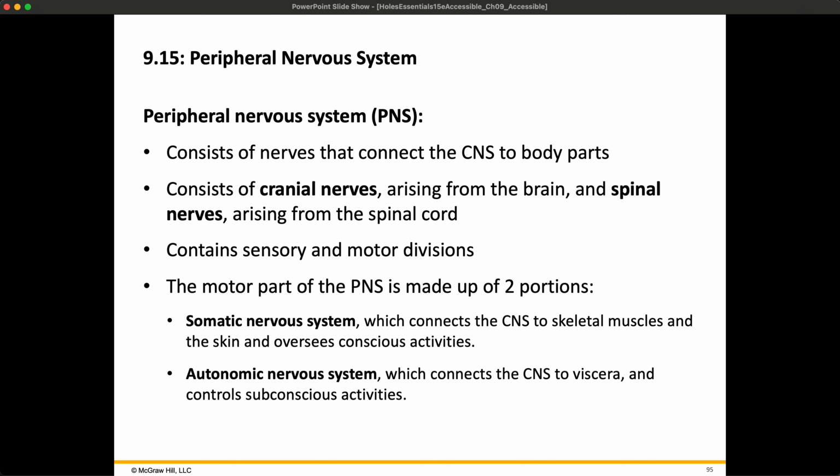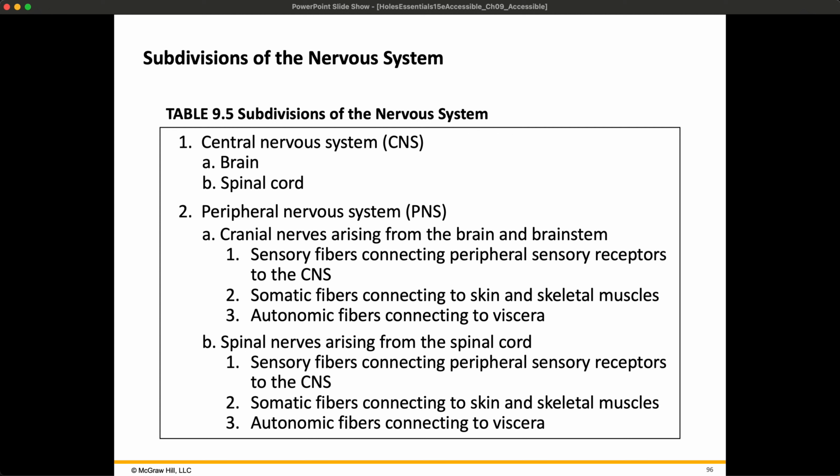Okay, let's get into the peripheral nervous system then. These are nerves that connect the CNS to body parts. You have cranial and spinal nerves, and sensory and motor divisions within that. There are two portions of the peripheral nervous system. The somatic nervous system, connecting the central nervous system to skeletal muscles and skin, and oversees conscious activities, as well as the autonomic nervous system, which is all subconscious stuff, and your organs. So you should be very familiar with the different subdivisions of the nervous system. So read through this, make your own little charts if you need to.